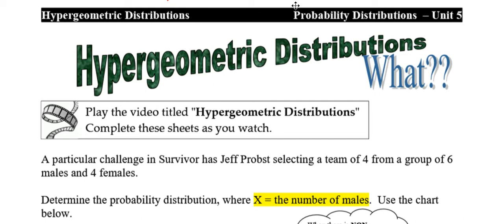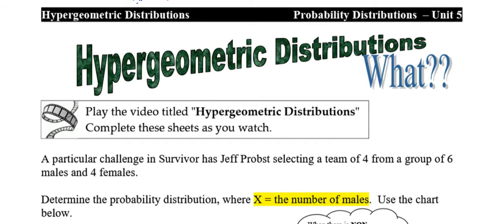Hello. What you're going to be learning about today are hypergeometric distributions. And the bad news is it's a really ugly word. The good news is that it's something you've already done before, so you're not really learning anything new. It's really just going to be review of stuff we've already done before.